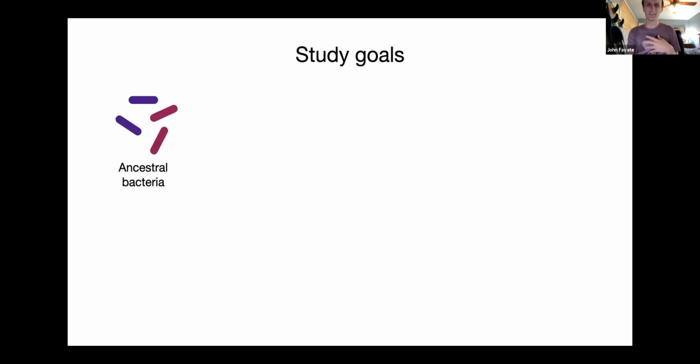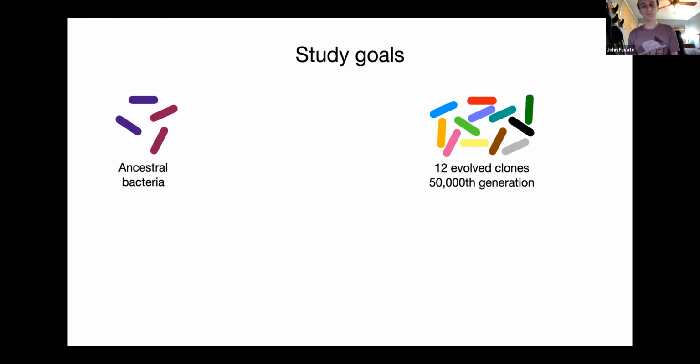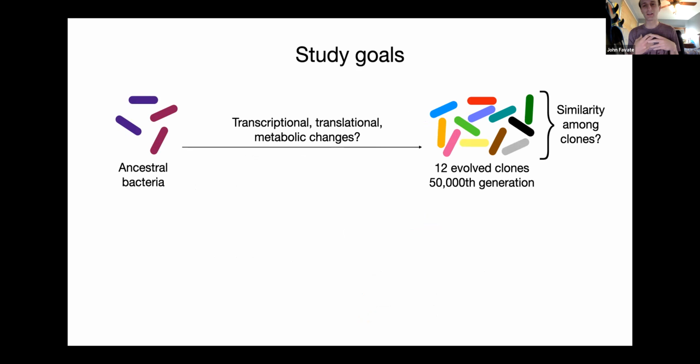More specifically, we're going to take the ancestral bacteria and then 12 evolved clones from the 50,000 generations, so the ones with the sequenced genomes. And we're going to quantify these transcriptional, translational, and metabolic changes. And once we do that, we can start to ask other questions like how similar or how different the clones are, among other questions about what exactly is different between the ancestors and the evolved lines.